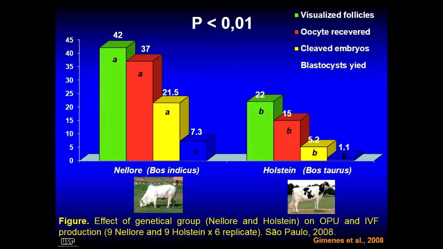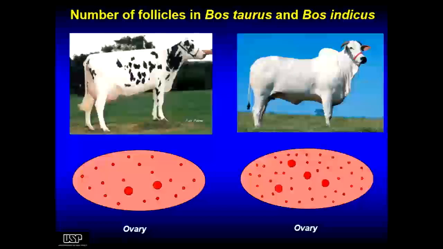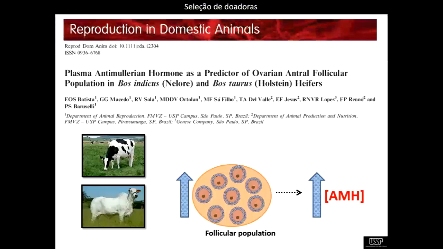Of course, you know about that. There's a huge difference between Taurus and Indicus regarding IVF efficiency. So we know that Holstein have a lower number of follicles and lower quality compared to zebu, with a high number of follicles and high quality. So what we did, we put Taurus and Indicus in the same condition again, to understand plasma anti-Müllerian hormone as a predictor of ovarian follicular population, looking at the difference between the genetic groups.